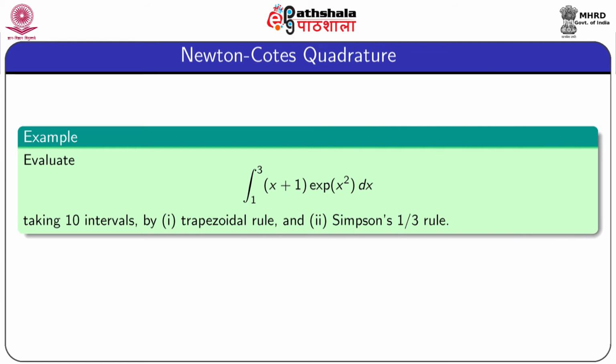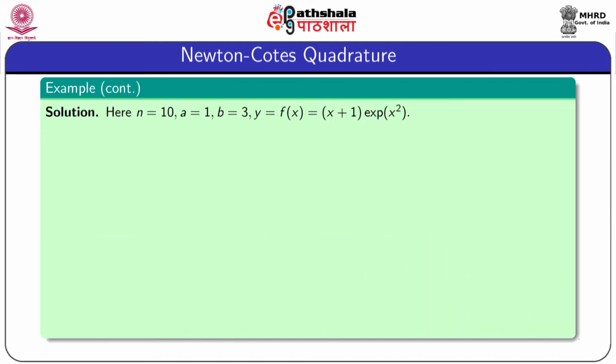Now, we consider one example to illustrate the trapezoidal formula and Simpson one-third formula. Here we consider the integral from 1 to 3 of (x plus 1) e to the power x square dx. In this case, we shall calculate the value of this integral by Simpson one-third formula as well as by trapezoidal formula by taking 10 intervals. That means n is 10, lower limit a equal to 1, upper limit b equal to 3, and the function f(x) equal to (x plus 1) into e to the power x square. Therefore, h, the length of the interval, is (3 minus 1) by 10, which is equal to 0.2.